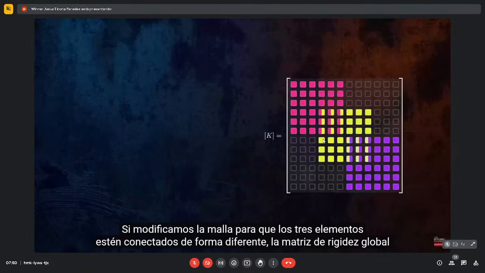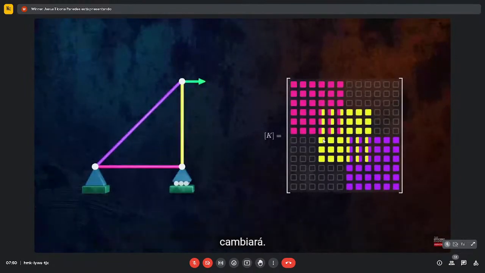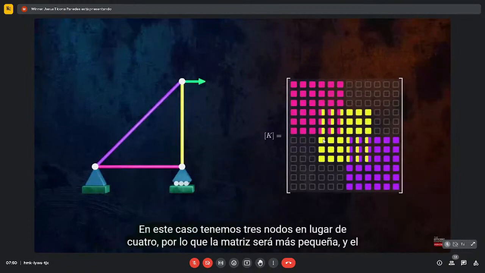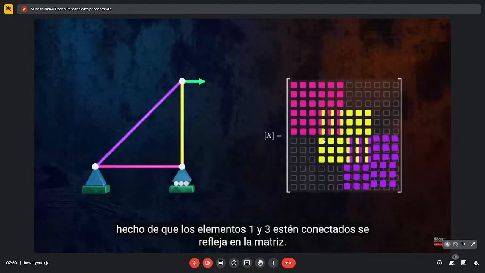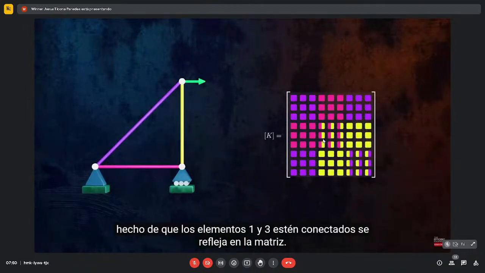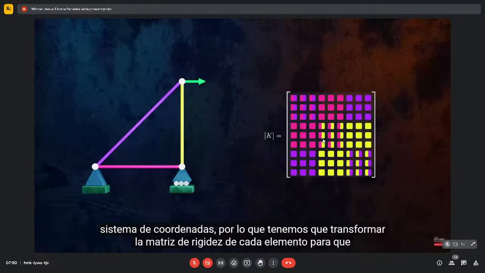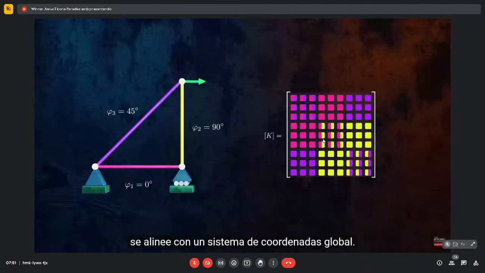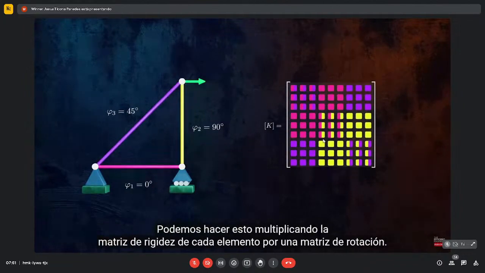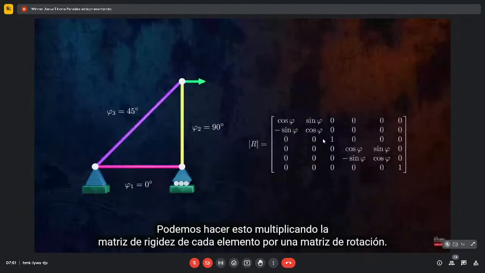If we modify the mesh so that the 3 elements are connected differently, the global stiffness matrix will change. In this case, we have 3 nodes instead of 4, so the matrix will be smaller, and the fact that elements 1 and 3 are connected is reflected in the matrix. An important thing to note here is that the elements are no longer aligned to the same coordinate system, so we have to transform the stiffness matrix for each element so that it aligns with a global coordinate system. We can do this by multiplying each element's stiffness matrix by a rotation matrix.